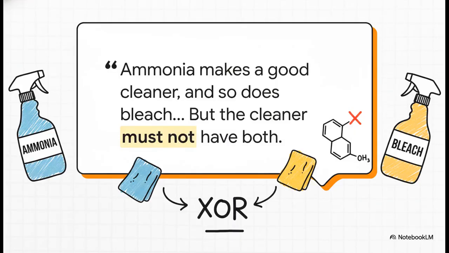Now for a more nuanced idea. There's a special operator called exclusive or, XOR. And this is a fantastic way to think about it. It means one thing or the other thing can be true, but they can't both be true. Just like cleaning supplies, ammonia is great, bleach is great, but you never ever use them at the same time. And sometimes your code needs that exact same logic, one or the other, but please not both.